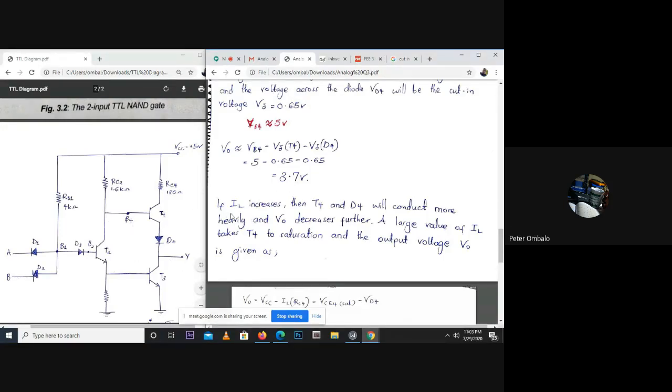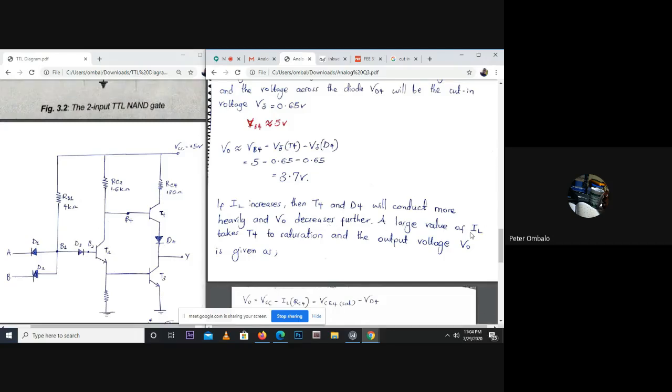Now let's consider a case where the load at Y is being increased. It means the demand for current is going to increase, and so we know that the voltage drop is going to increase because V equals IR, Ohm's law. So we expect that as the load increases, the output at Y is going to reduce. If IL increases, then T4 and D4 will conduct more heavily, and V at the load is going to decrease further.